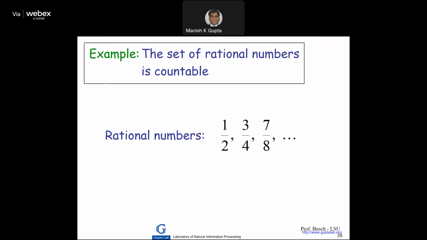What about the set of rational numbers? You just saw rational numbers, p by q form. Are they countable? Are you not afraid of saying yes? Because there is a very nice problem available there, right? So you see what happens. How do we count? 1 by 2, 3 by 4, 7 by 8. You see.